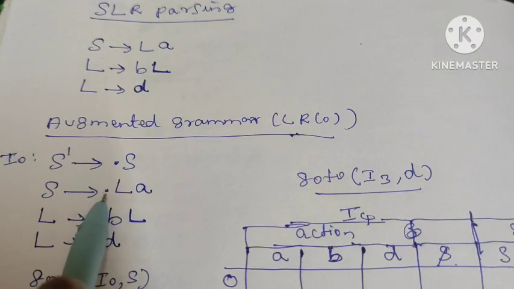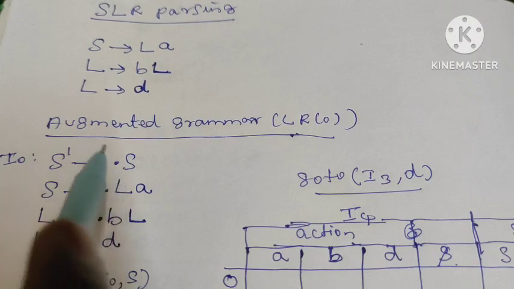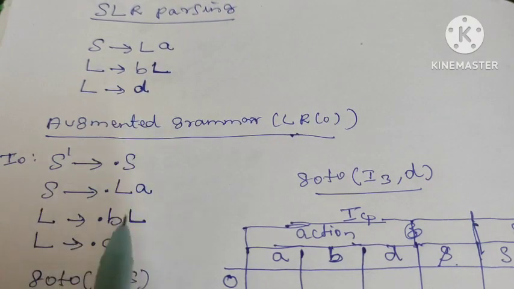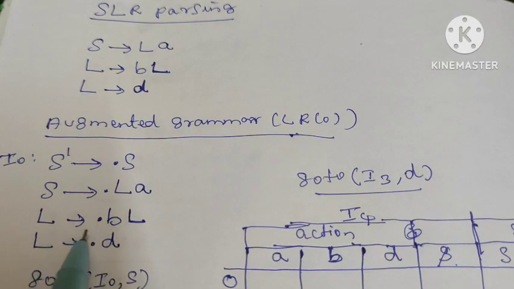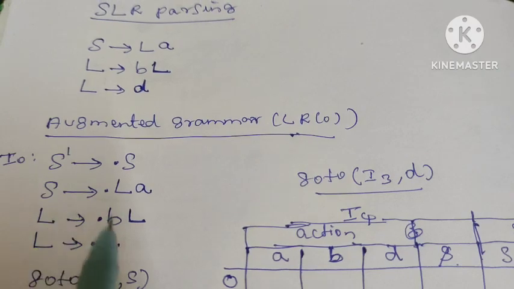Now, again a dot is before a non-terminal called L. Now you have to find the closure operation for L, that means introduce all the productions of L. You have two productions for L: L tends to BL and L tends to D. That's what has been done: L tends to dot BL and L tends to dot D. Now this is called the augmented grammar. I name this item set as item set 0.